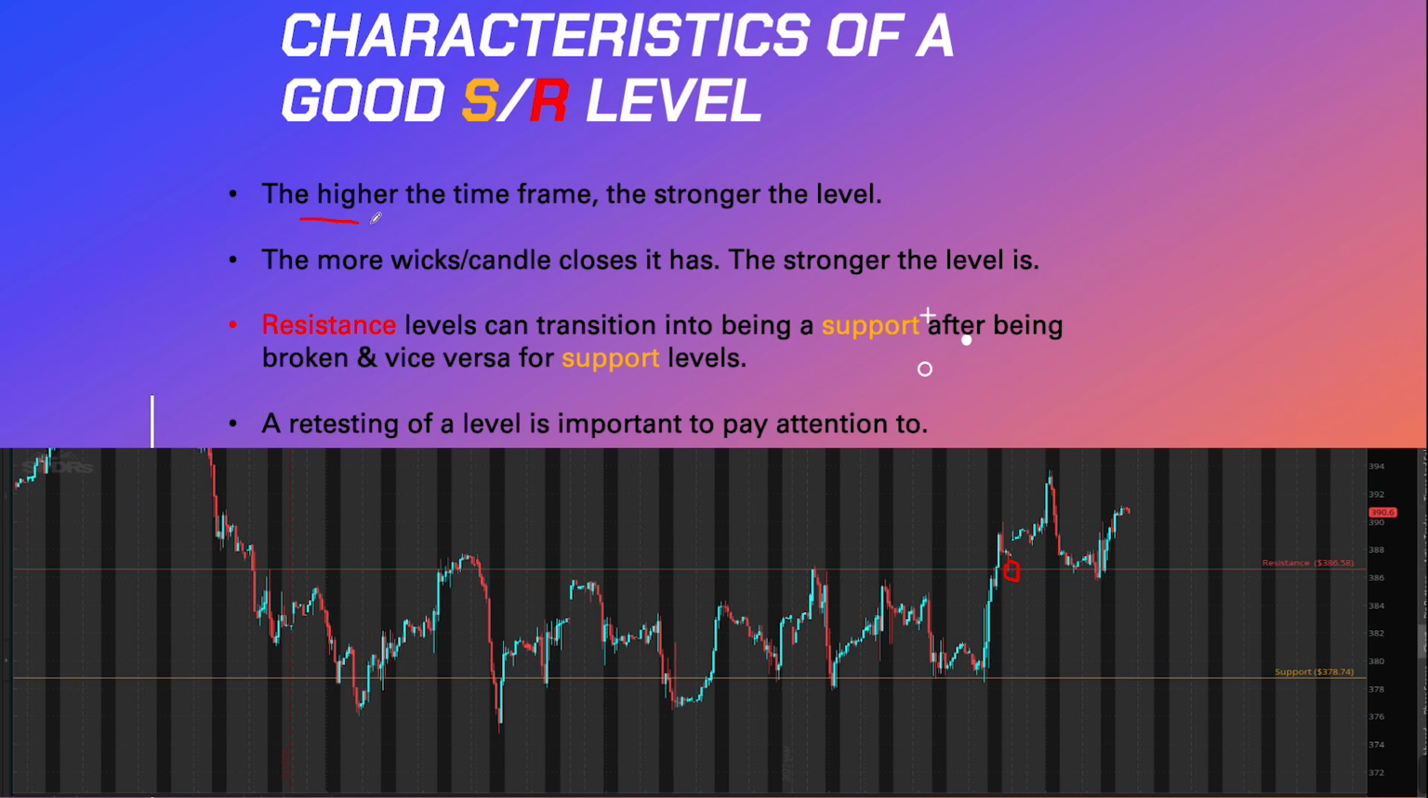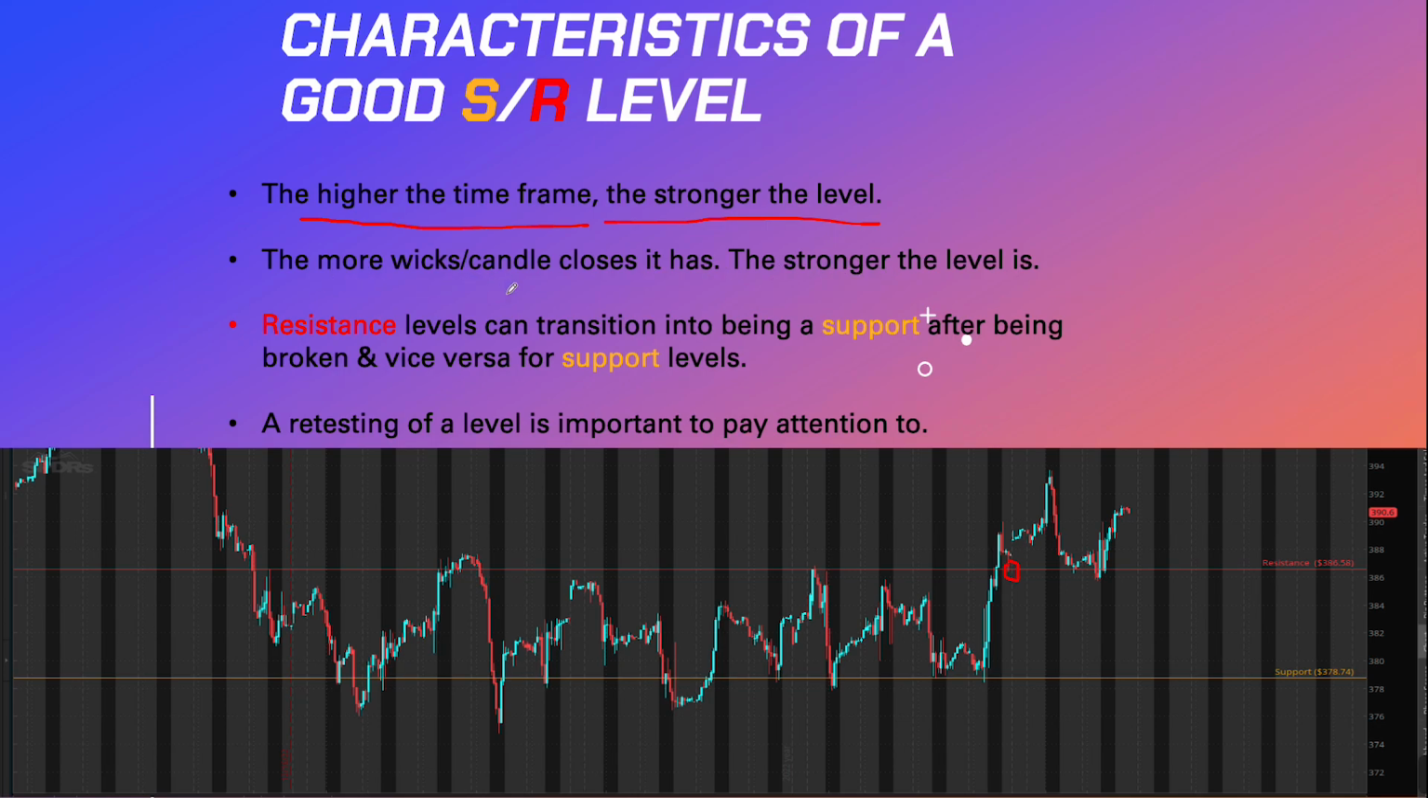The higher the time frame, the stronger the level is. So if you find a resistance level on the daily, weekly, 4 hour, or even the 1 hour, which is also my favorite, I promise you those levels will be really good on lower time frames. Do not try to find really strong levels on 1 minute to 5 minute time frames. You're not going to find the strongest levels there.